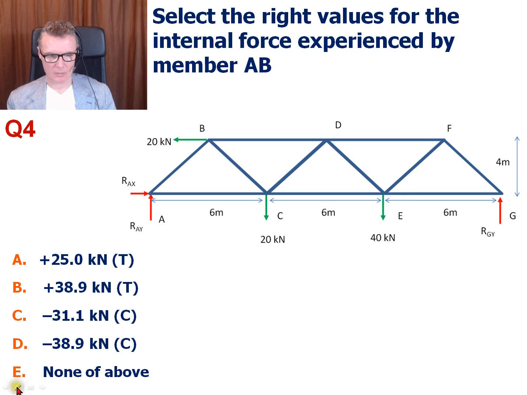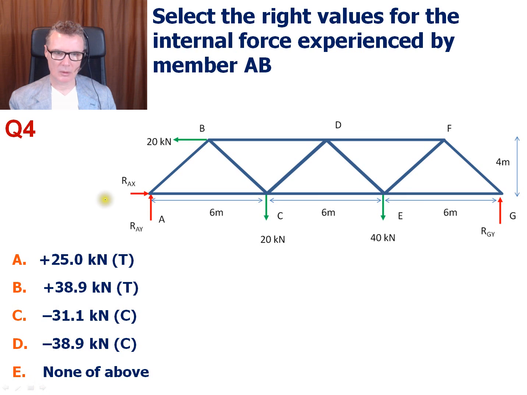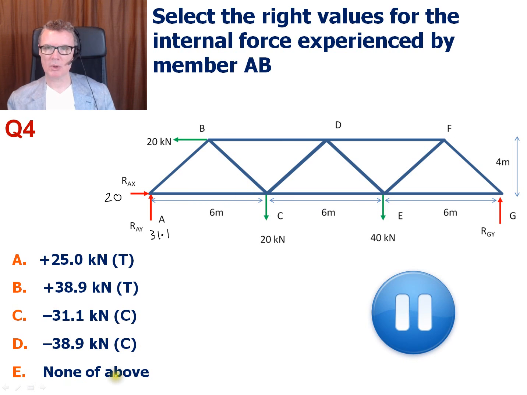So looking back at our previous answer here, we've got a 20 and a 31.1. So you'd actually be given that, there would be no follow-on questions in that sense, in section A at least. So given those numbers, can you work out what the internal force is in member AB? Pause the video and see if you can do some calculations and figure it out.